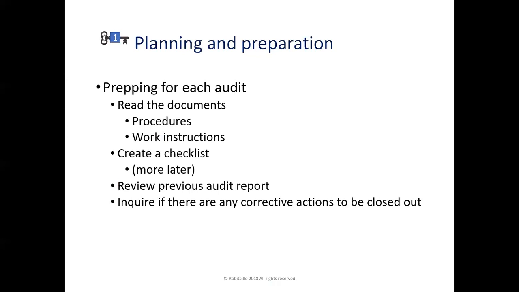What were the risks that were perceived that hadn't reached the threshold of nonconformance yet? And then finally, are there any corrective actions coming from anywhere, either from a customer complaint or from a previous audit, that are due for closeout?